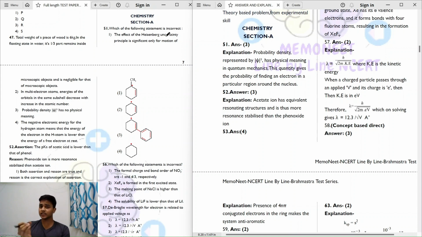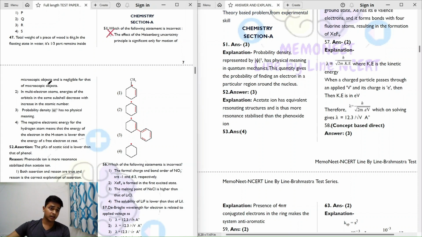While if we apply the formula for macroscopic objects, we get the value of the uncertainty in the range of lower than 10 raised to the power minus 25 to 10 raised to the power minus 30. So the uncertainty is not very significant, so it can be neglected. So statement 1 is correct, so this will not be our answer. Taking a look at statement 2, it says in multi-electron atoms, energies of the orbitals in the same subshell decrease with the increase in the atomic number. So this is also a correct statement, so this will not be our answer.